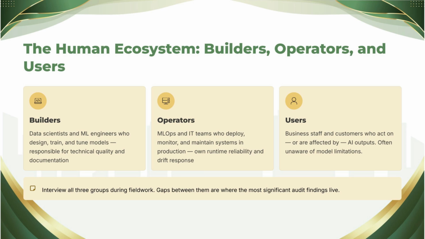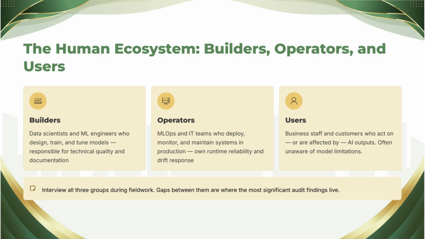Second, the operators: the ML ops teams, IT operations, and model risk folks who keep the system running, monitor its health, and handle incidents. And third, the users: the loan officers, doctors, HR recruiters, or customer service agents who act on what the AI says, and the customers on the receiving end of those decisions. Now, here's the question I always ask in fieldwork: when these groups disagree, who wins?